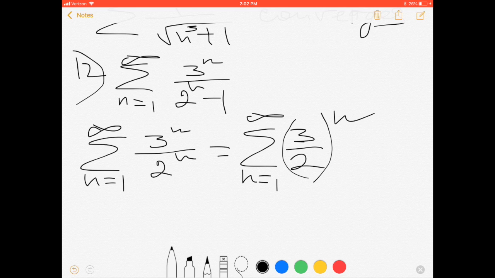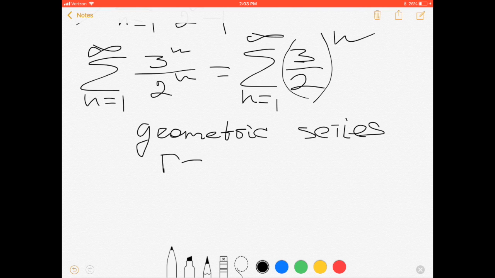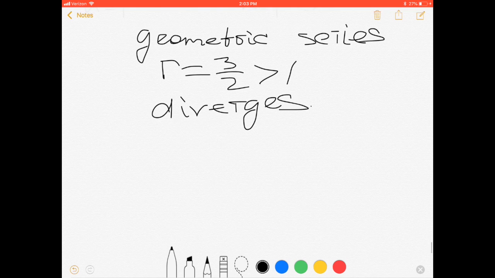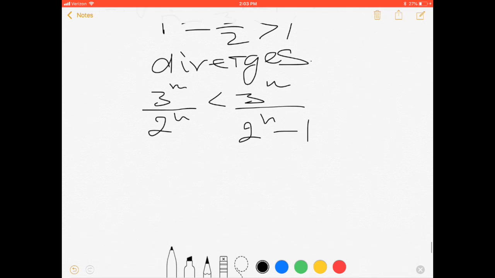But what do we have here? Here we have a geometric series with r equal 3/2, which is greater than 1. This means our series diverges. Okay, now we need only check our inequality. 3 to the power n over 2 to the power n is less than 3 to the power n over 2 to the power n minus 1.